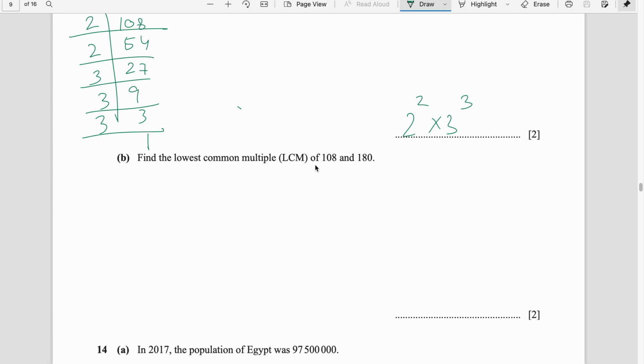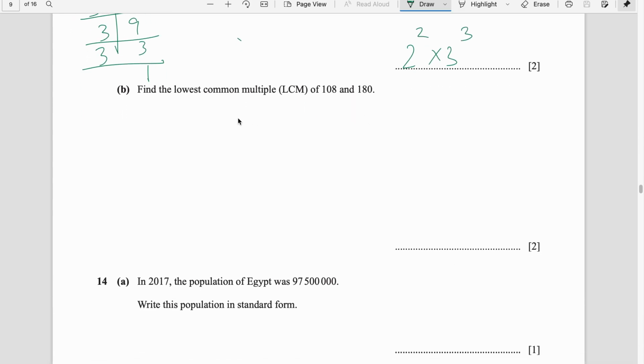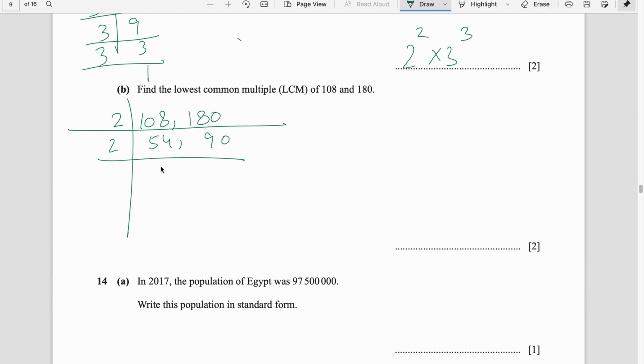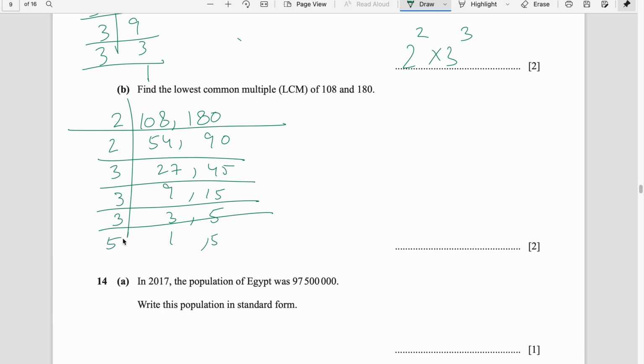Find the lowest common multiple of 108 and 180. There are two ways. You can do them separately or combine them. I'm doing it combined. So divide by 2: 54 and 90. Divide by 2 again: 27, 45. Then divide by 3: 9, 15. Divide by 3 again: 3, 5. Divide by 3 again: 1, 5. Then divide by 5: 1 and 1.